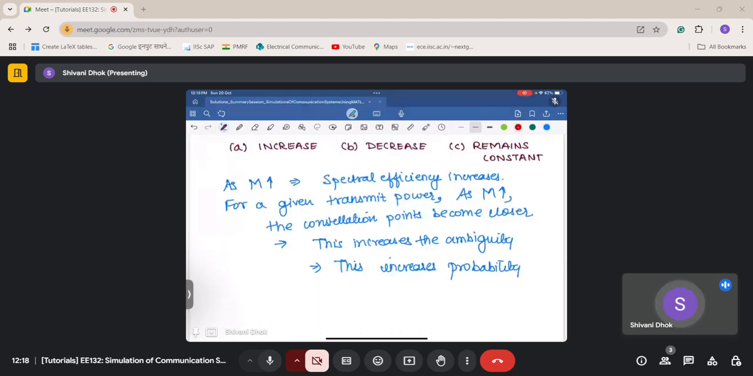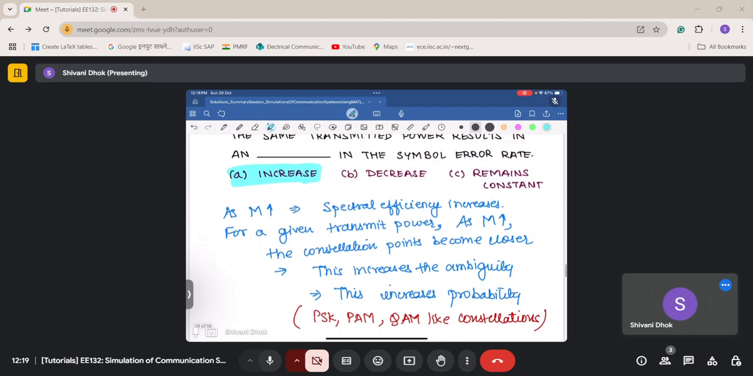So you can clearly see from PSK, QAM constellations. Okay, you can check it. So it increases your probability of error. Okay, any questions?